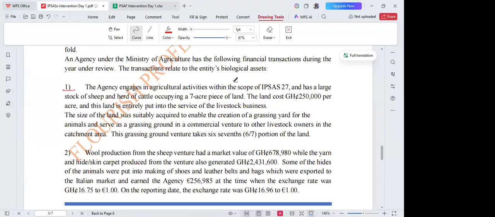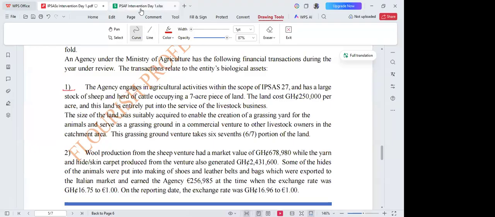It can be a bearer plant. The land can hold bearer plants. That means you can have trees on it. If you have some sheep on it, or a herd of cattle on it, the land can be a yard for that. But in itself, the land is not a biological asset. Rather, what would be a biological asset here would be the sheep, the cattle. Those ones are biological assets. You get it, Kobe?